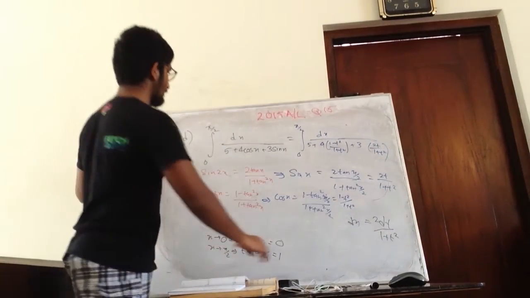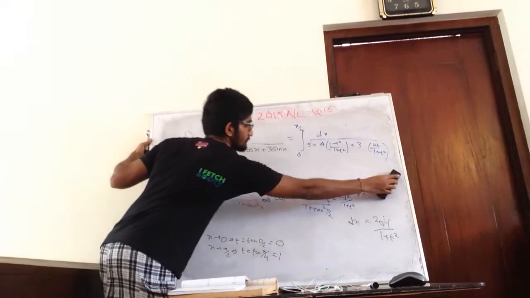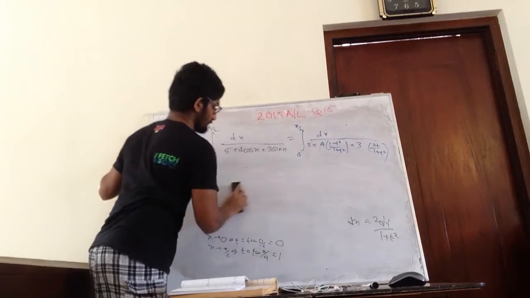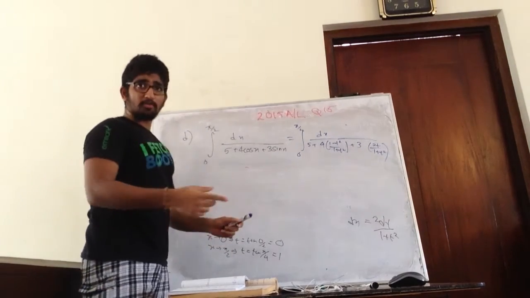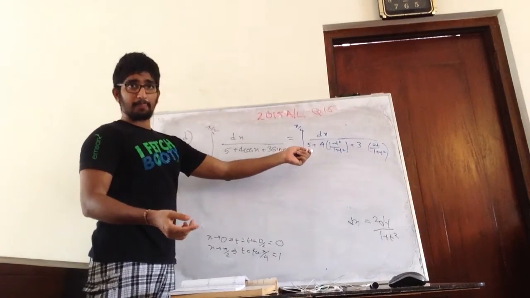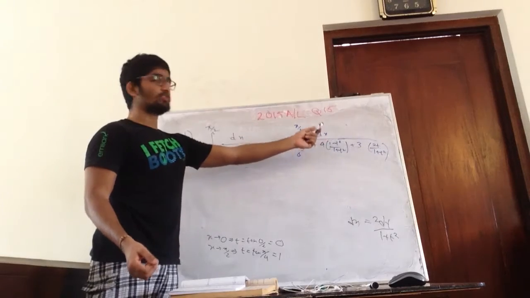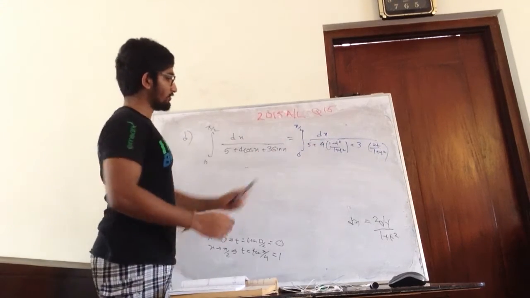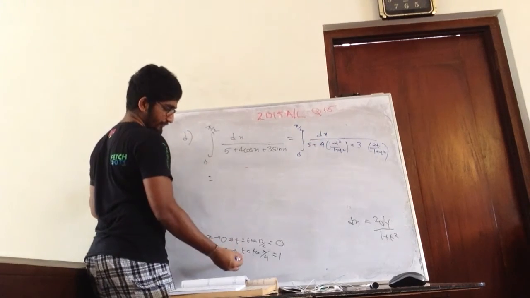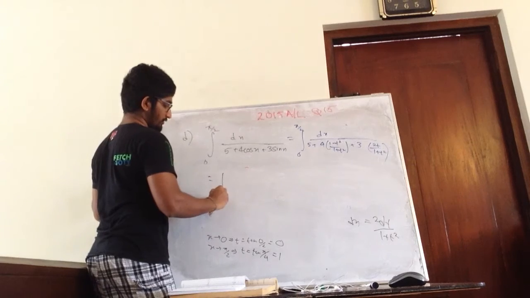Okay, so you come up to here. Right, so now I am going to change this dx to dt. When you change the dx to dt, the limit also changes. So the limit changes from what? 0 to 1.